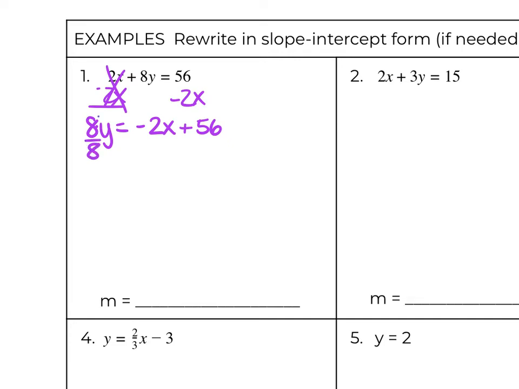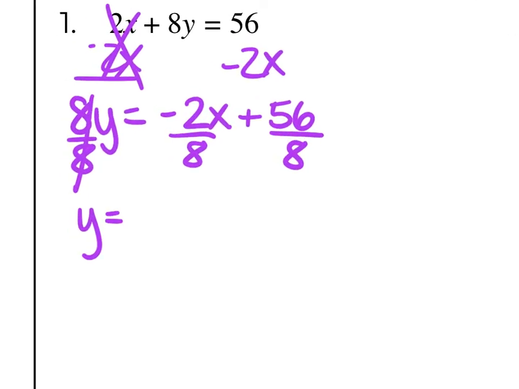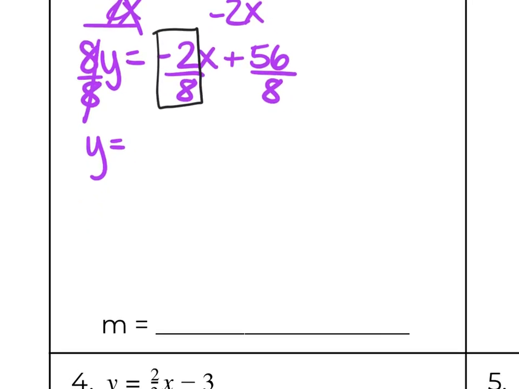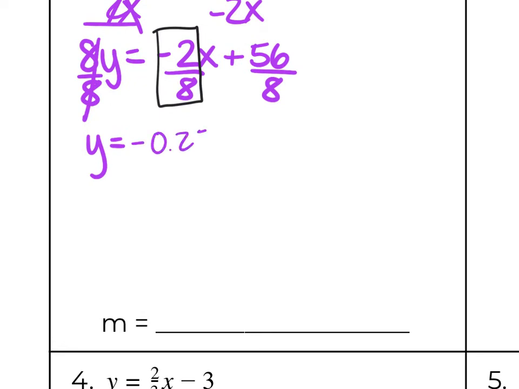Divide. So that side cancels, right? 8 divided by 8 is just 1y, so I can leave that. Do I divide just -2, just 56, or both? Both. Okay, so I'm going to write divide by 8 under both of them. Type that in your calculator if you feel most comfortable with that. If you want to do it as a fraction, you can do that in your head, that's fine. So -2 divided by 8 is -0.25x. If you did it as a fraction, it's -1/4 x.